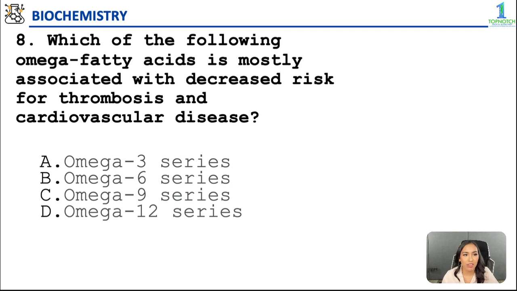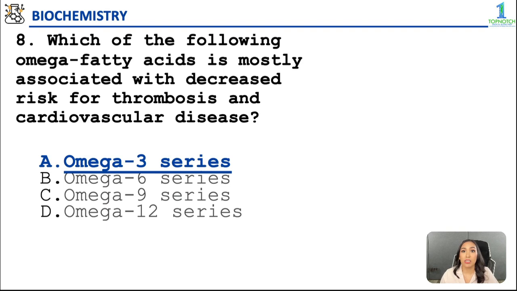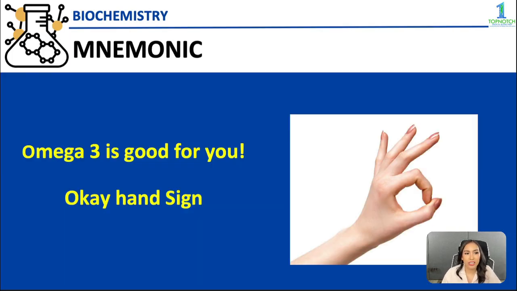Which of the following omega fatty acids is mostly associated with decreased risk for thrombosis and cardiovascular disease? So, this is a recall question. It's the omega-3 series. So, how do you remember this? With this mnemonic, omega-3 is good for you. The OK hand sign. 3, OK. Omega-3 is good for you.